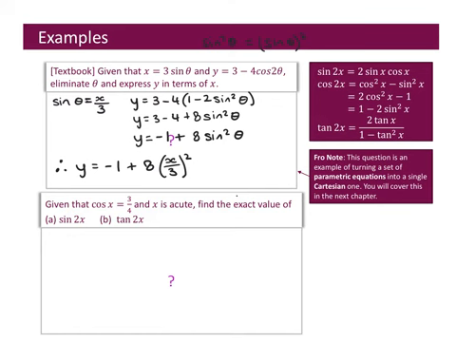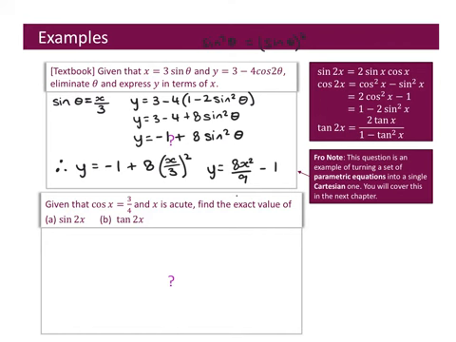So I'm going to just simplify that slightly. So y equals 8x squared over 9 minus 1. So now we've eliminated theta and we've expressed y in terms of x.